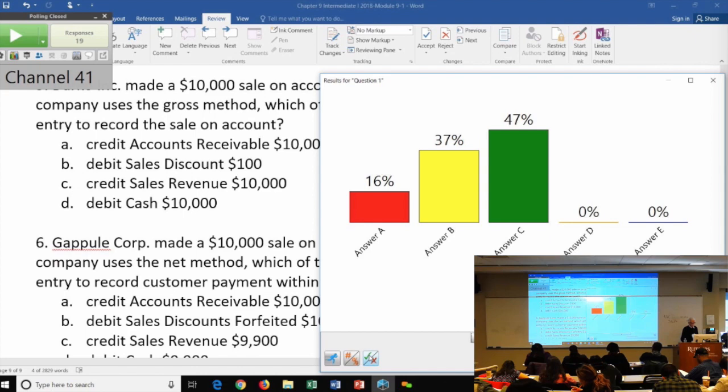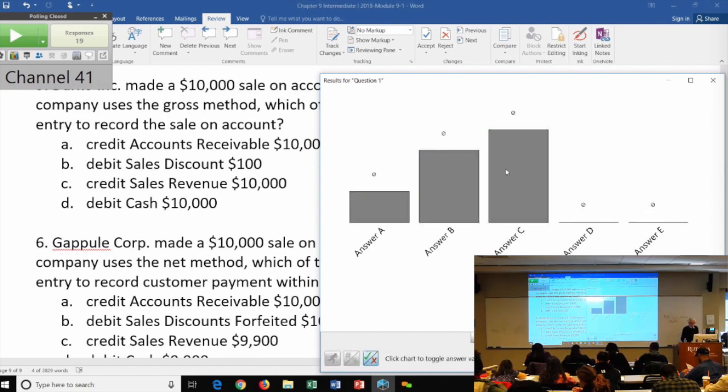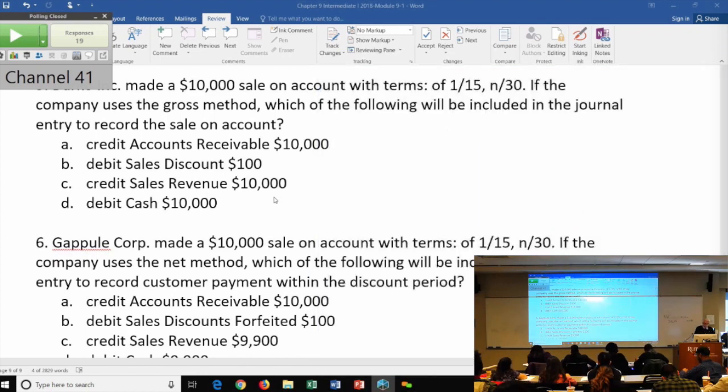The reason why I do this, again, it doesn't count towards your grade, but it's important for us to know what you were thinking on that. So, one more question for you. What would you do if I said that the company used the net method? I'm not talking about this question, but what would the journal entry look like?